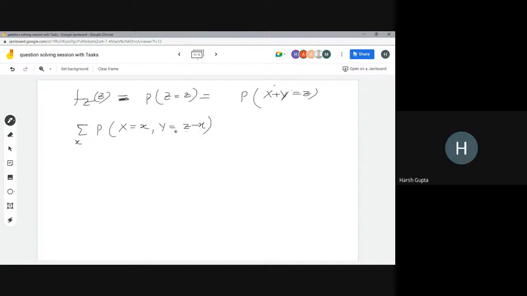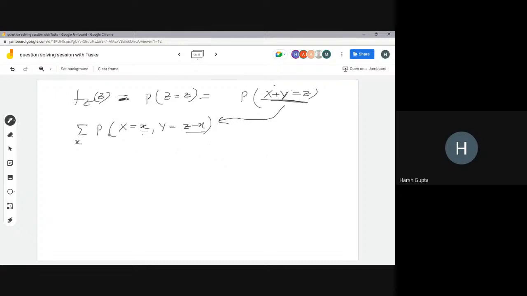You can make this z minus x, because when you add this value and x, you get x plus z minus x, so you should get z. Now this is equal to z: X plus Y equal to z. We just convert this form into this.